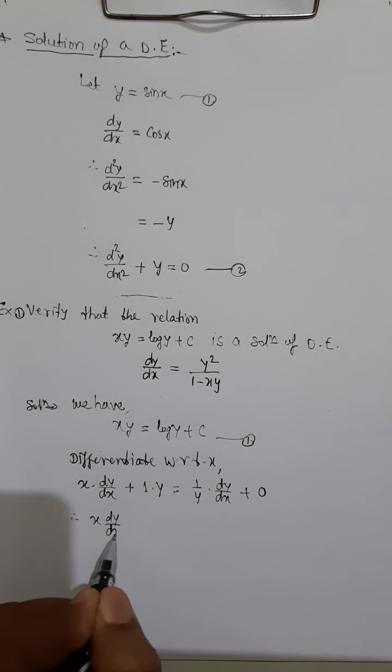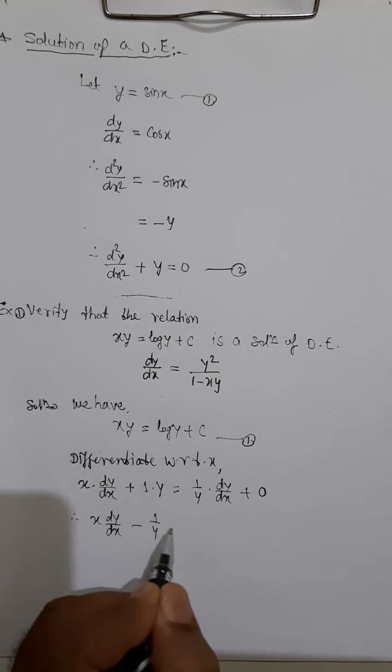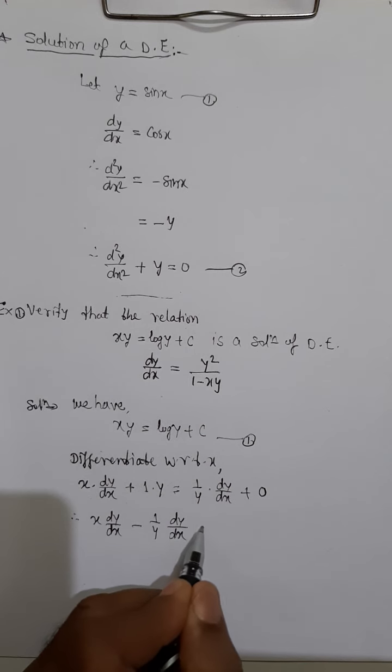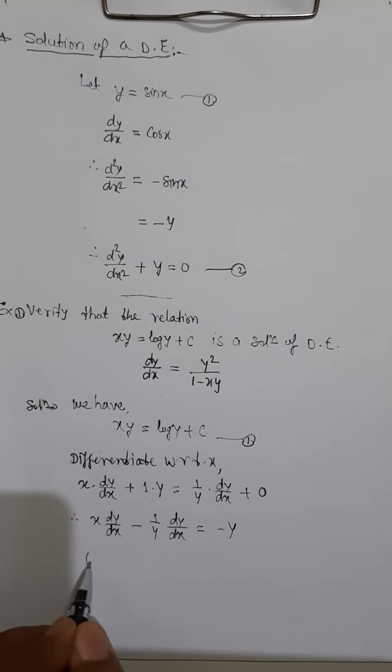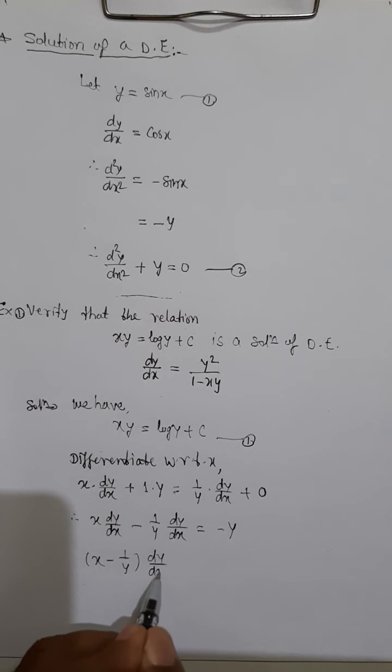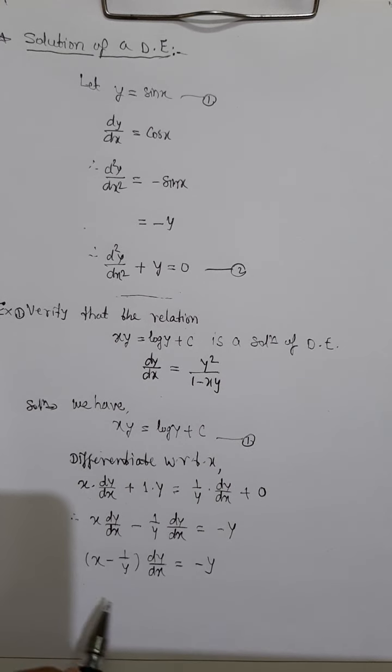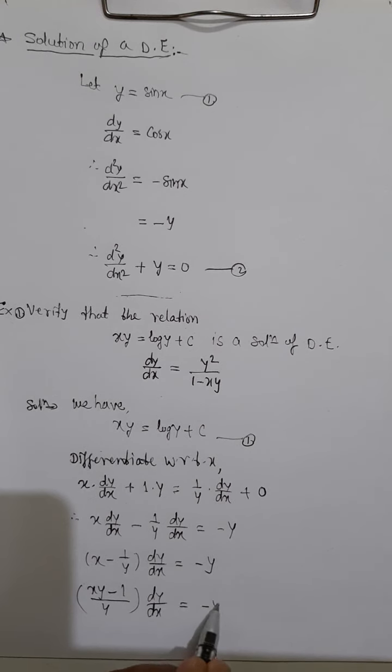So x into dy by dx minus 1 upon y dy by dx is equal to, take plus y on the right side, minus y. Take common in the bracket: x minus 1 upon y, dy by dx is common, is equal to minus y. And we get here, after LCM and cross multiplication, xy minus 1 divided by y into dy by dx is equal to minus y. Then from this we can find dy by dx.